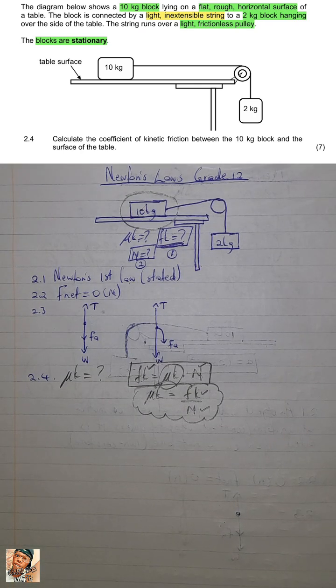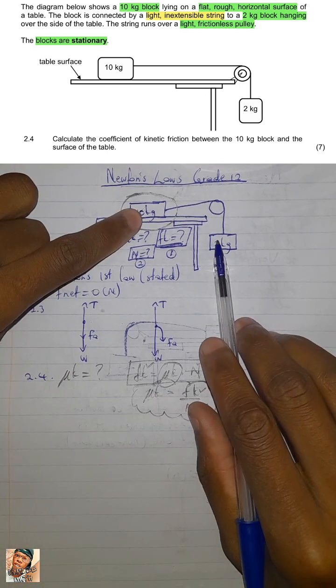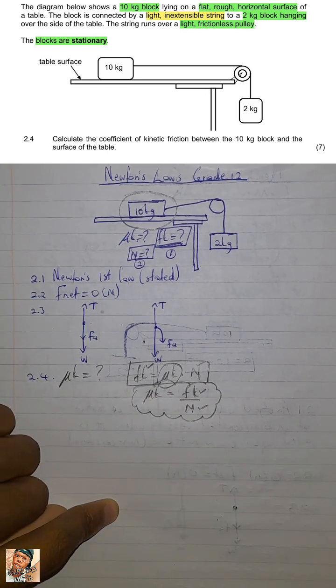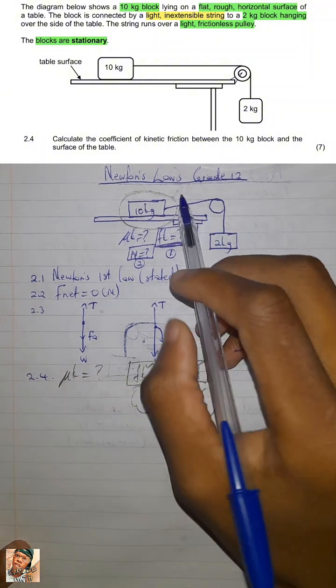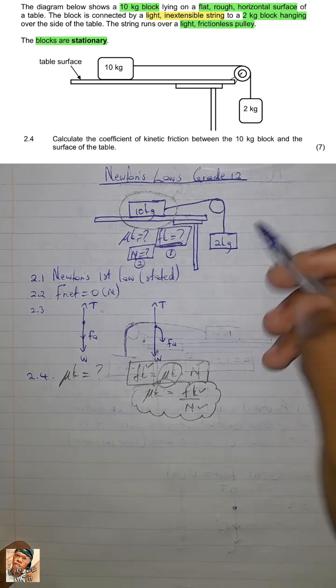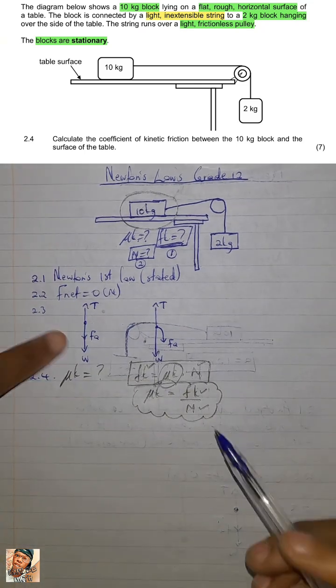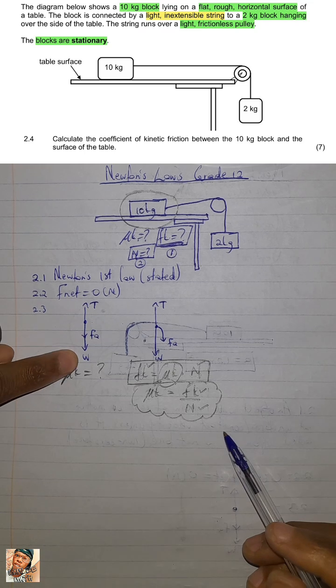So how are we going to be able to do that? Because this is a system, we must not neglect the 2 kg block. So we're going to consider all the forces acting on the 10 kg block and all the forces acting on the 2 kg block. So far we know that there are 3 forces acting on the 2 kg block: the tension, the force applied, and the weight, or the gravitational force.